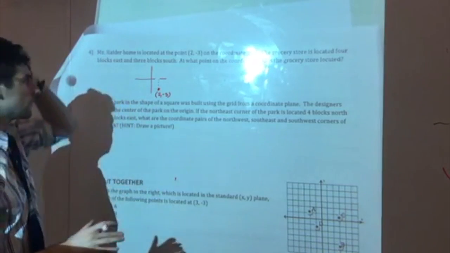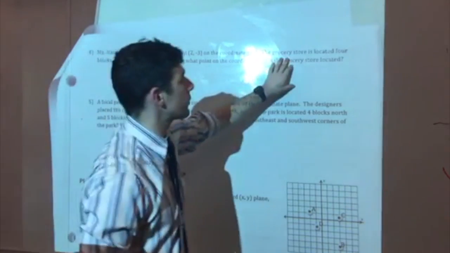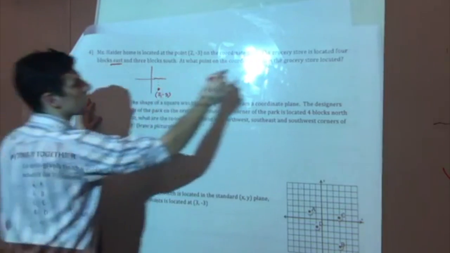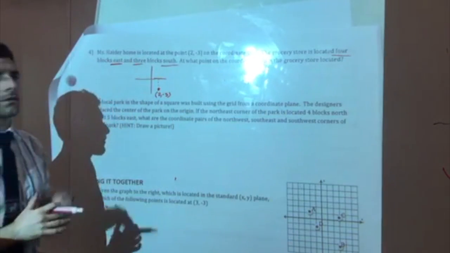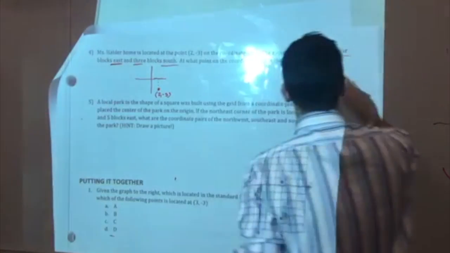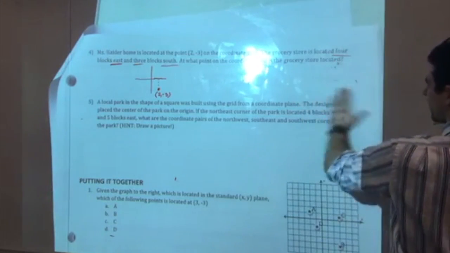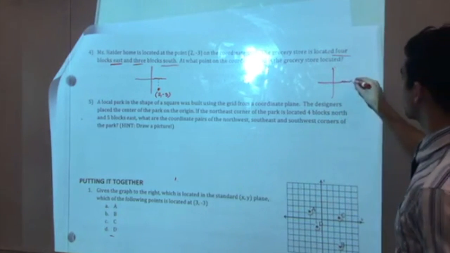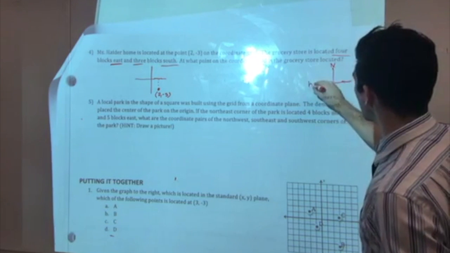It's super fascinating. So here's where Ms. Hyder's home is. It's saying the grocery store is located 4 blocks east, and then 3 blocks south. What's important here is it's not as straightforward as it might seem. If you're like me, you should draw, that's confusing, it's like a coordinate plane. I'm not drawing a coordinate plane, I'm just drawing a little makeshift compass. Remember, north, south, east, and west.